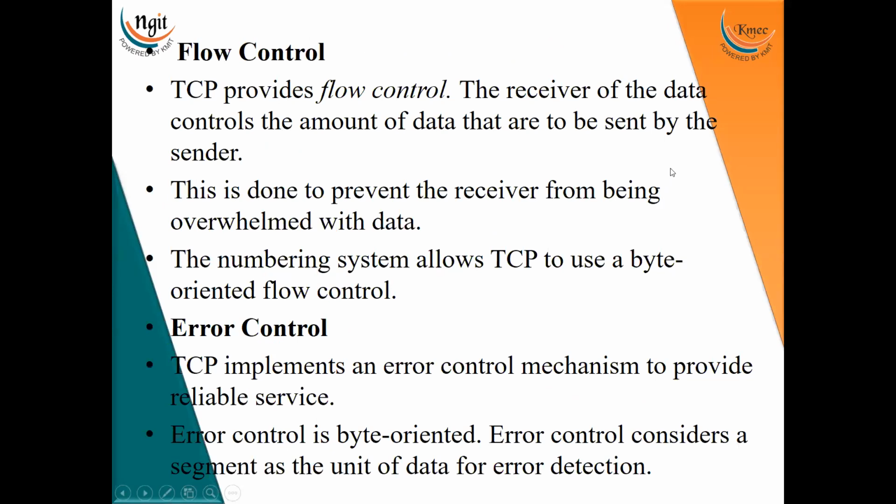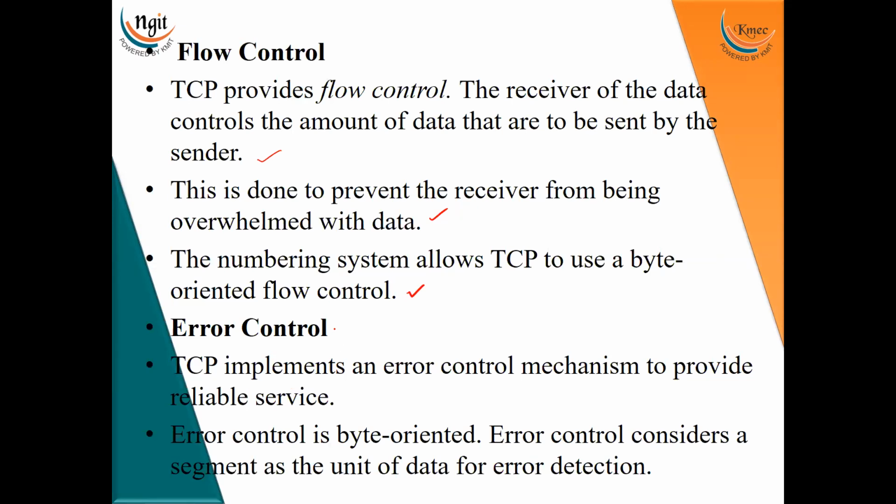See, whenever you have learned about UDP, there we have no flow control and no error control mechanism. But whenever you are learning about TCP, here we have a concept called flow control and error control. If the flow is more, it is going to maintain the buffers also for TCP. TCP is going to provide flow control. The receiver of the data controls the amount of data that is to be sent by the sender. This is done to prevent the receiver from being overwhelmed with data. And the numbering system allows TCP to use byte-oriented flow control.